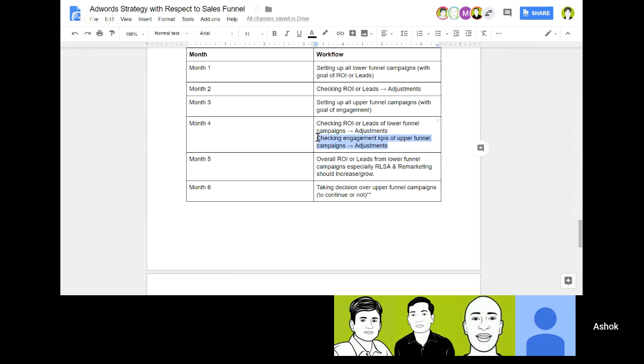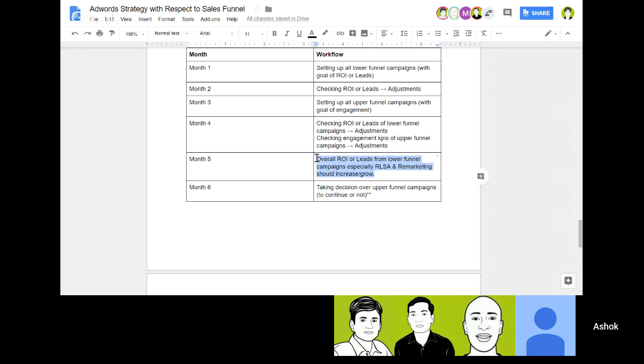Then once again you will let those campaigns run for another 30 days, which is 60 days from the start. So from month 3 you will move to month 5. After running your upper funnel campaign for 60 days, you should check whether they are really giving you some benefits or not. Whether your other campaigns, lower funnel campaigns, are getting more sales compared to previous months or not.